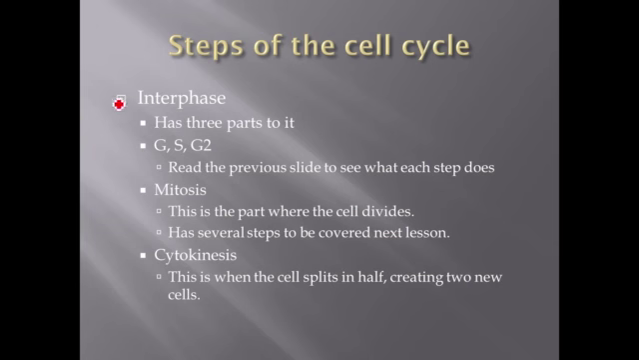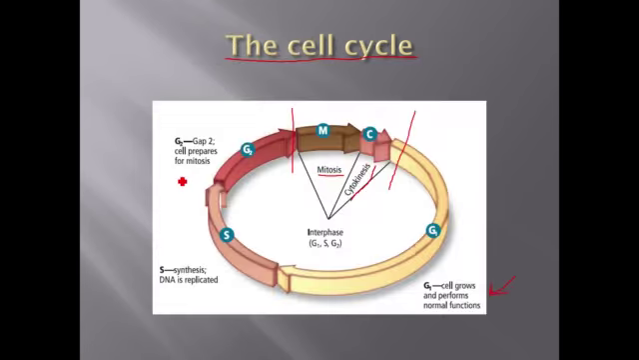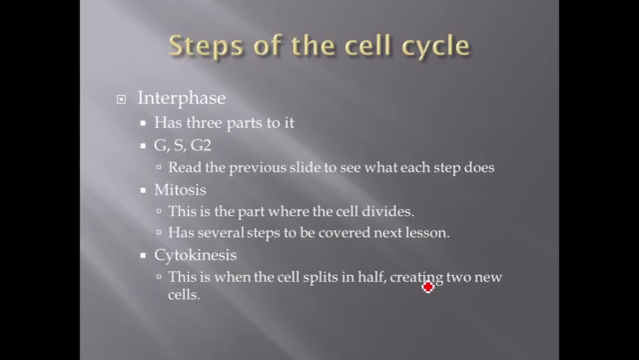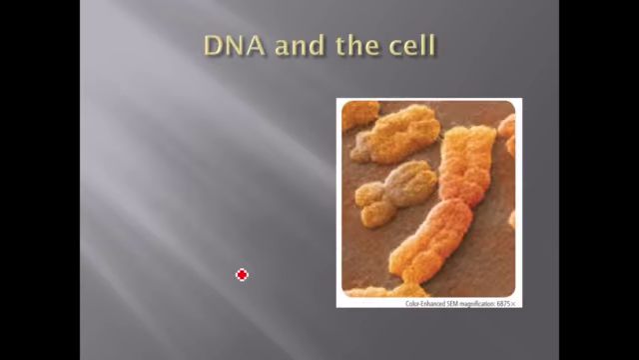So this video focuses mostly on the parts that are not involved in mitosis. And there are basically three phases, three steps you kind of have to remember. The first one is that there's a G1, S, and G2 phase. And to see what those do, just look at this slide right here because it explains what they do. So just look back here if you need a reminder. Now, mitosis, like I said, this is just the part where the cell divides. And the steps to this will be covered in the next lesson, so don't worry about it too much. And cytokinesis, this is just when the cell splits in half, creating two new cells. And I'll again go into more detail on that in the next lesson.